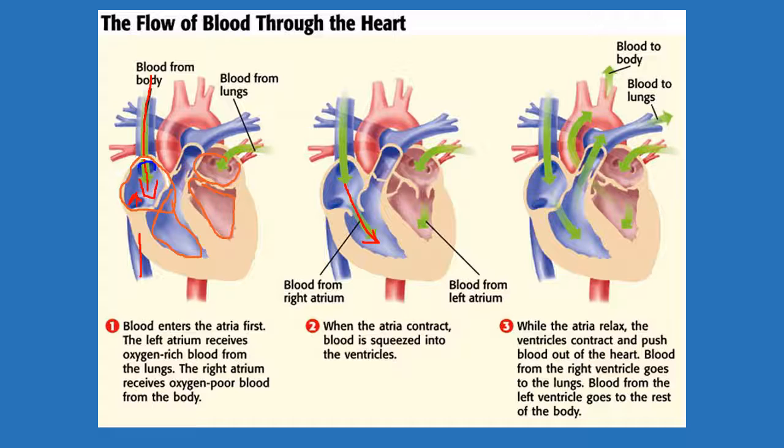So the two bottom chambers are called ventricles. The two top chambers are atria. Then your blood goes out of the right ventricle, and it goes out to your lungs. So it leaves your heart and goes to your lungs.